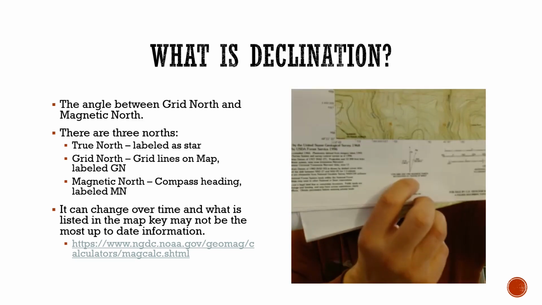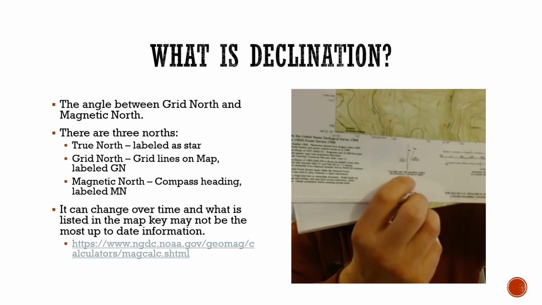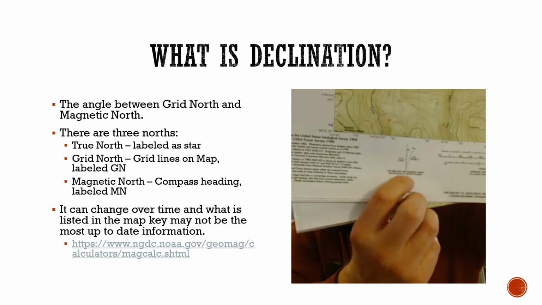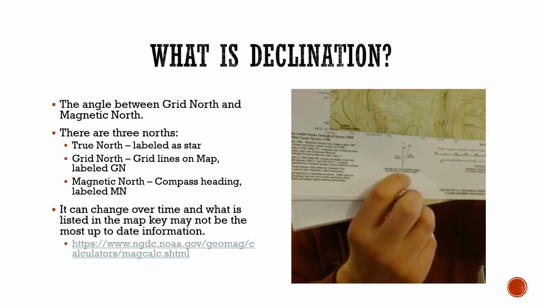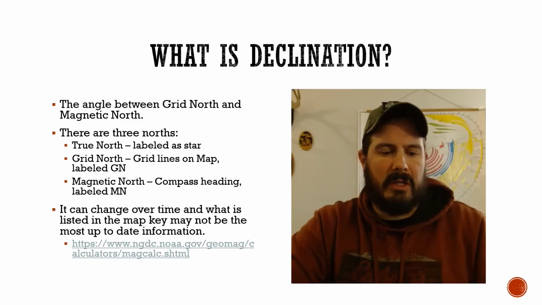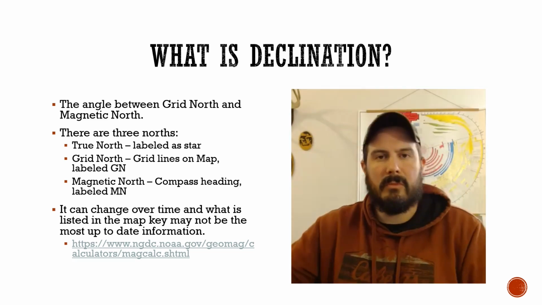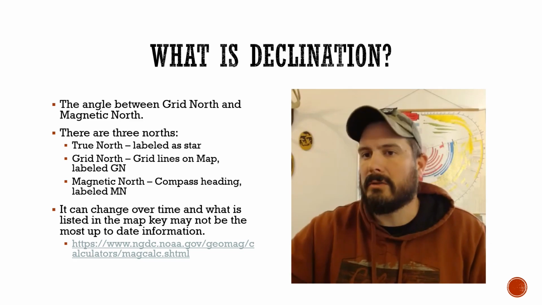On my map key here, we can see a depiction of the declination. You can see that the star is where true north's at, and we've got our MN, which is where our magnetic north's at. Our grid north, our GN, pretty much is going to be the same as our true north. And then there'll be, this one said 18.5 degrees as the correction.